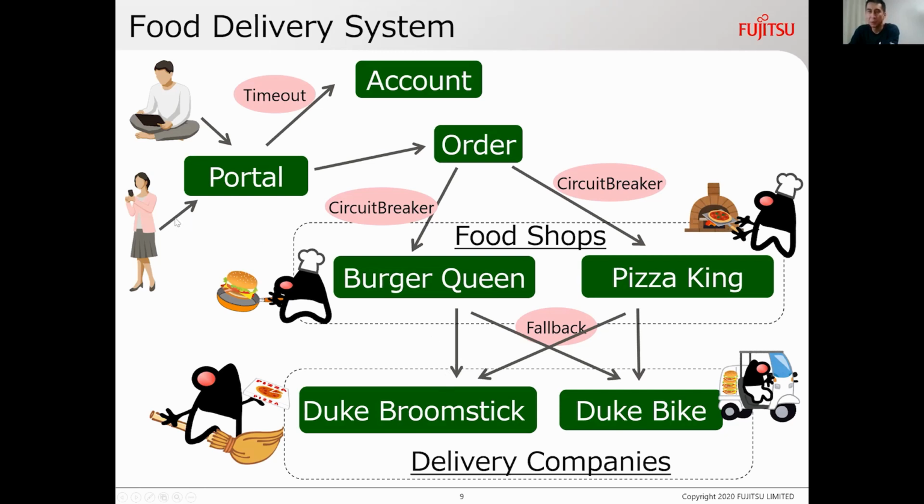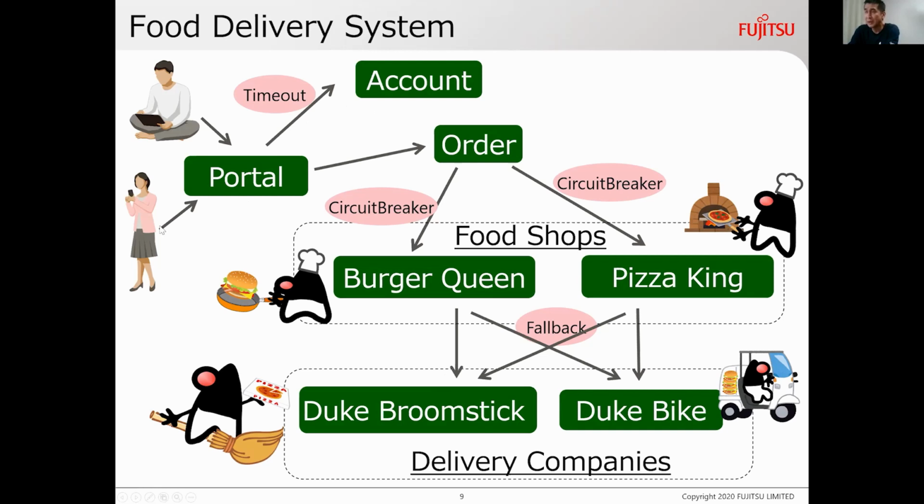First of all, the customer logs into the portal service, and the portal service asks the account service. If something is wrong with the account service, we just time out because this service has no alternative. So we just show a sorry page to the customer and time out.